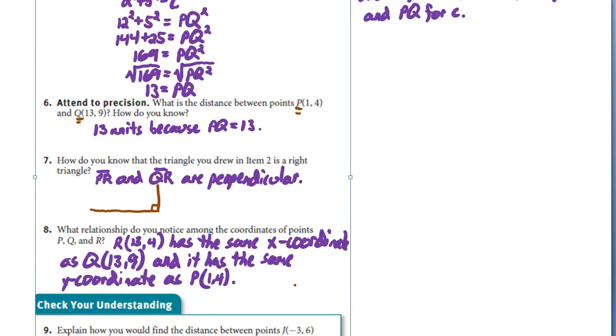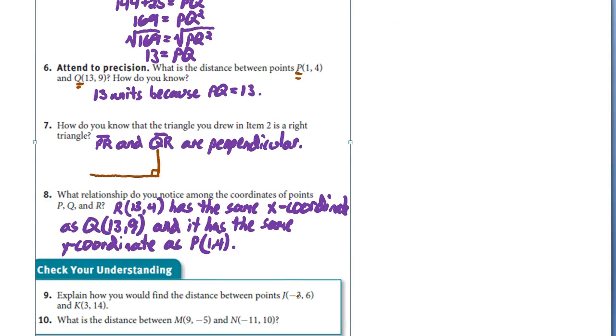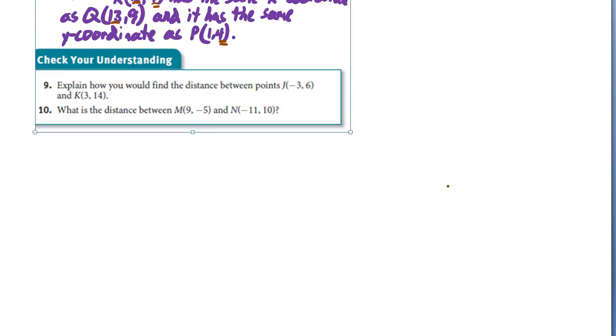Now, number 8, what relationship do you notice among the coordinates of points P, Q, and R? Well, R was at 13, 4, and so I noticed that it has the same x coordinate as point Q. That x coordinate's 13, and so is that. And I know that point R has the same y coordinate as point P. So point R's y coordinate was 4, and point P's y coordinate was 4. Here are some check your understanding questions, so I'll pause the video.